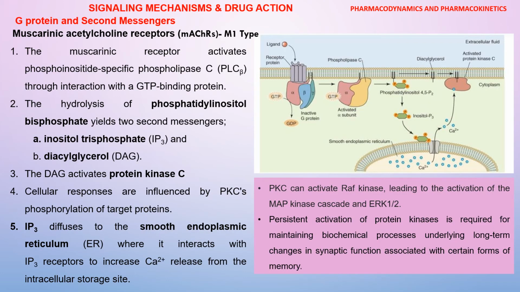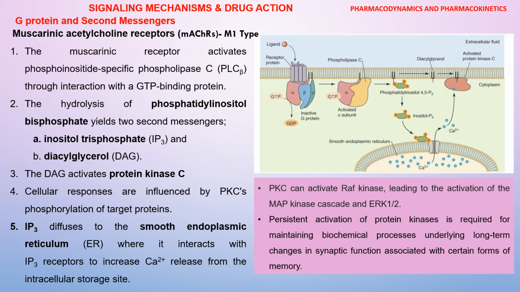Muscarinic acetylcholine receptor M1 type. These are excitatory in function. The binding of acetylcholine to the muscarinic receptor activates the G protein. The activated alpha domain binds to the phospholipase C. This leads to hydrolysis of PIP2 in the membrane, yielding two secondary messengers IP3 and diacylglycerol.